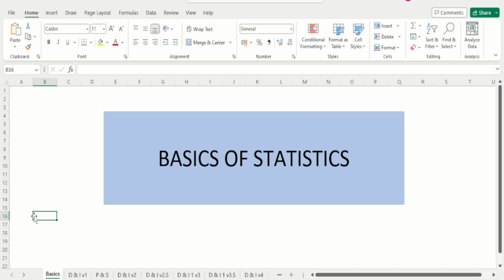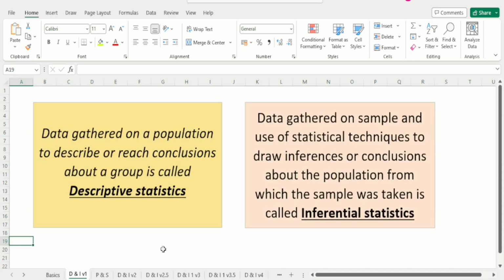So within the basics of statistics, there are two common areas that you will frequently encounter. These are descriptive and inferential statistics. What do these really mean? You have the formal definitions on the screen.